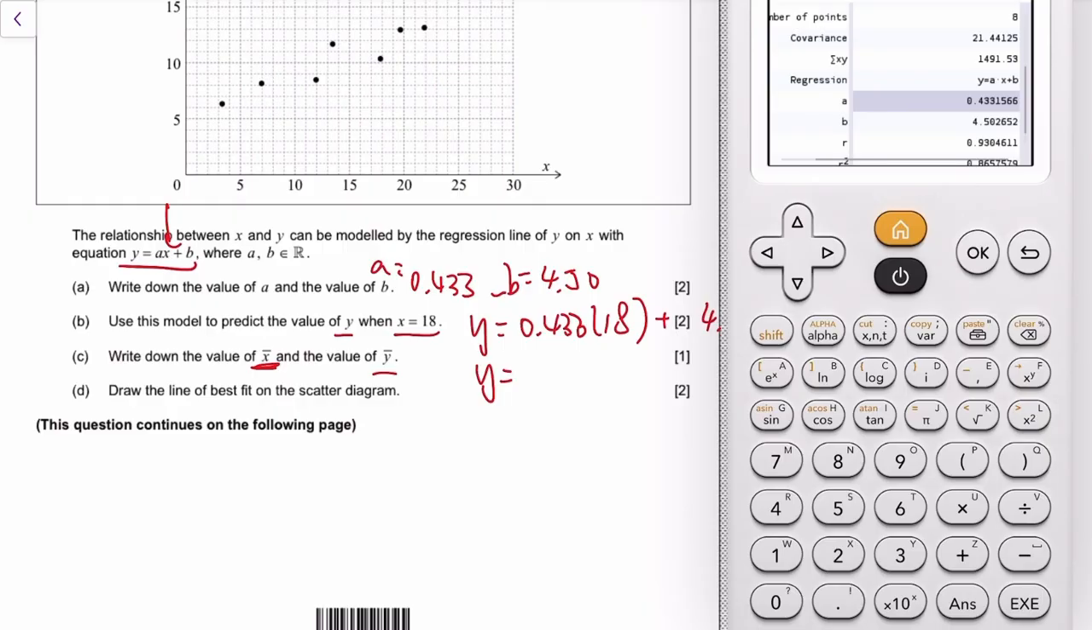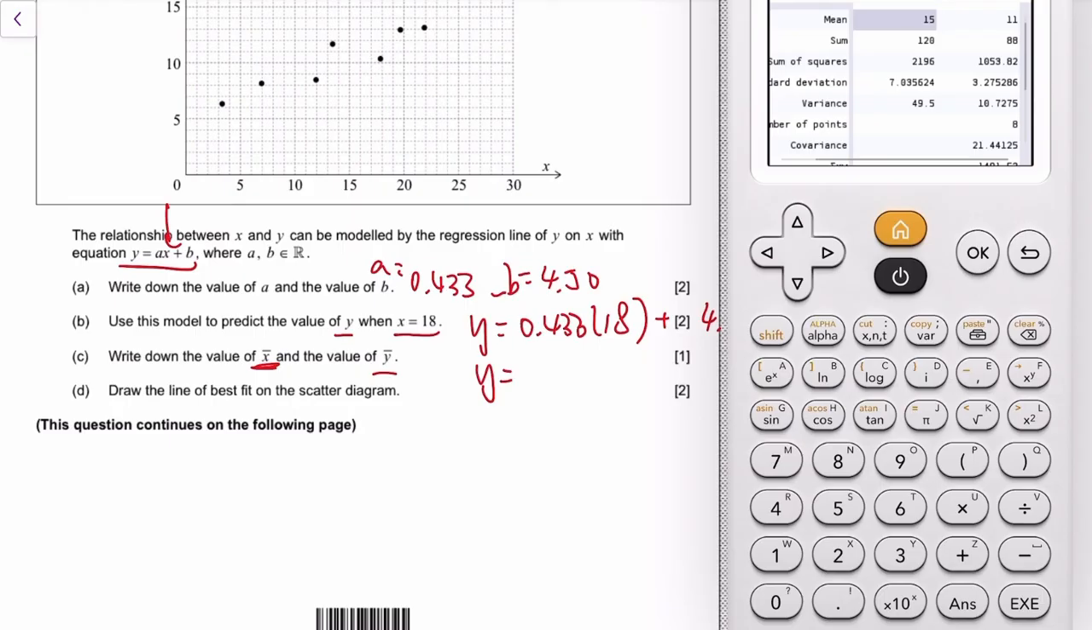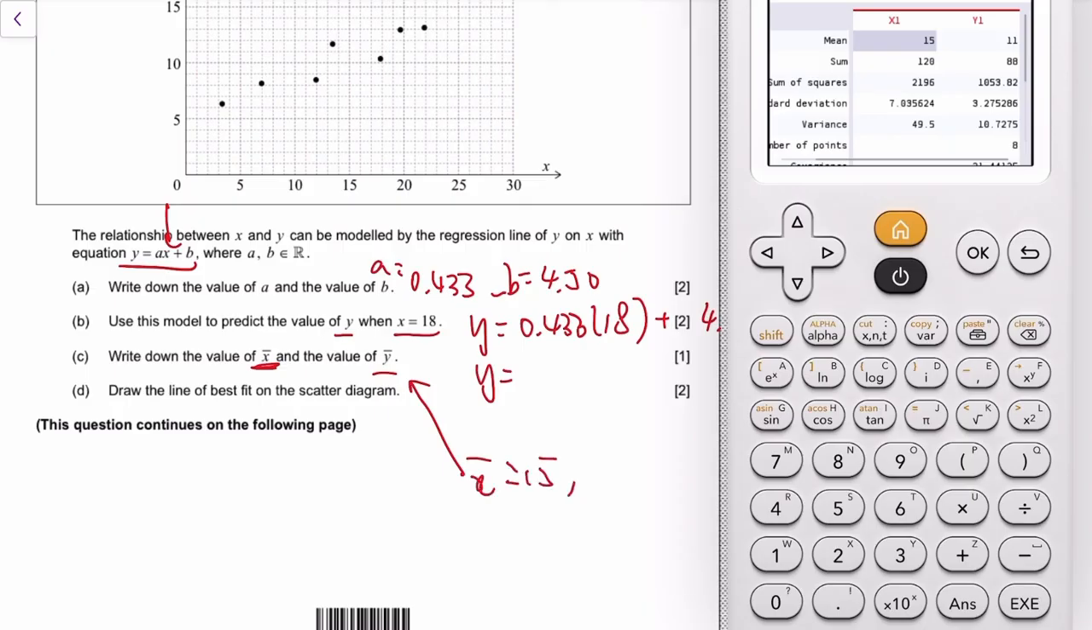It is possible that if you have done two variable stat instead of linear regression, you will have the mean already, which I do. If your calculator is different, so it doesn't automatically calculate for you already, or you didn't use two variable stat, then you can go back to one variable stat and then find the mean of x and find the mean of y separately. Right? Anyhow, it is the job of the GDC. So x bar, which is the mean of x, is 15, y bar is 11.